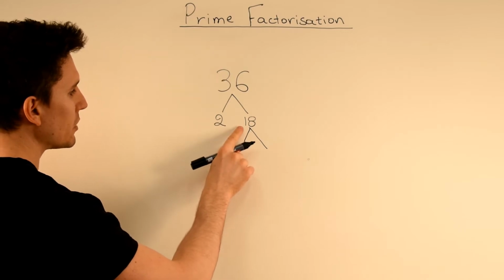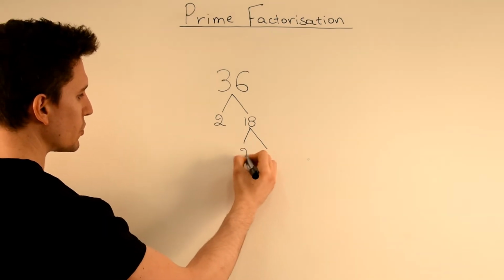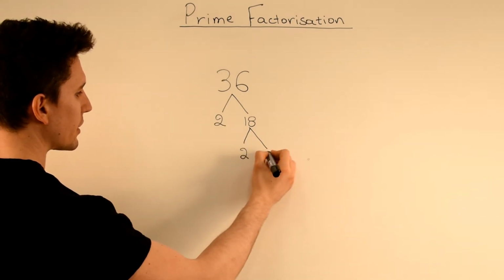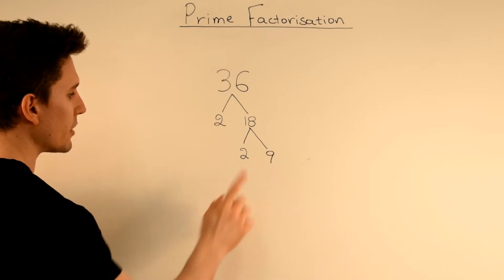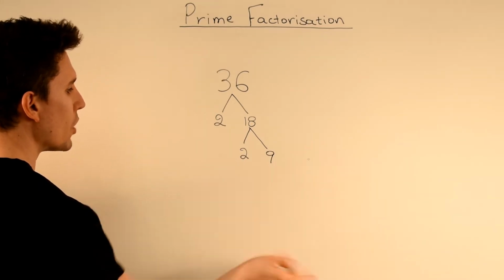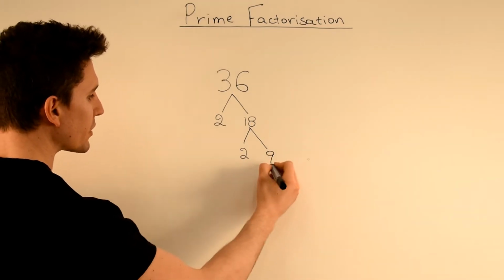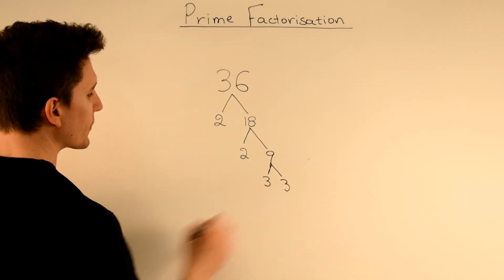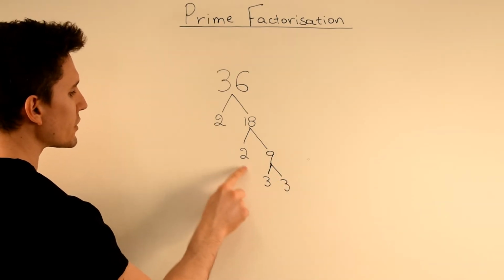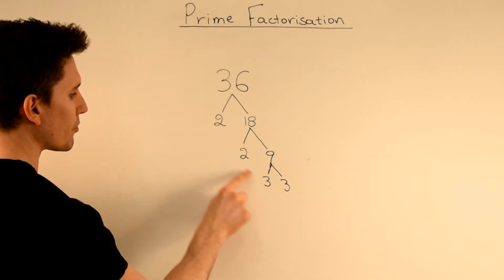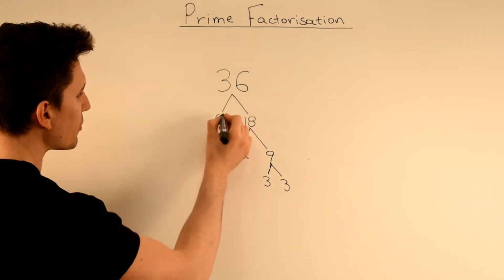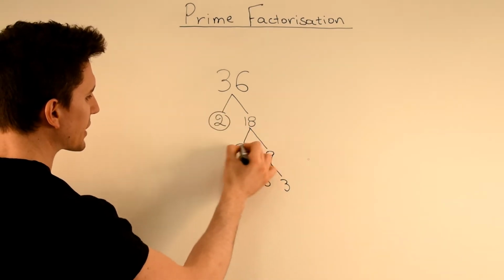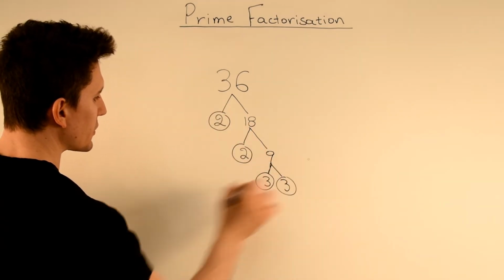So 18 we can write down as 2 times 9. Now again, we can't break up the 2 anymore, but if we look at the 9, we can write down the 9 as 3 times 3. And now we can't break these numbers down anymore because they are all prime numbers, which means we can put them in a circle to indicate we are done with these numbers.